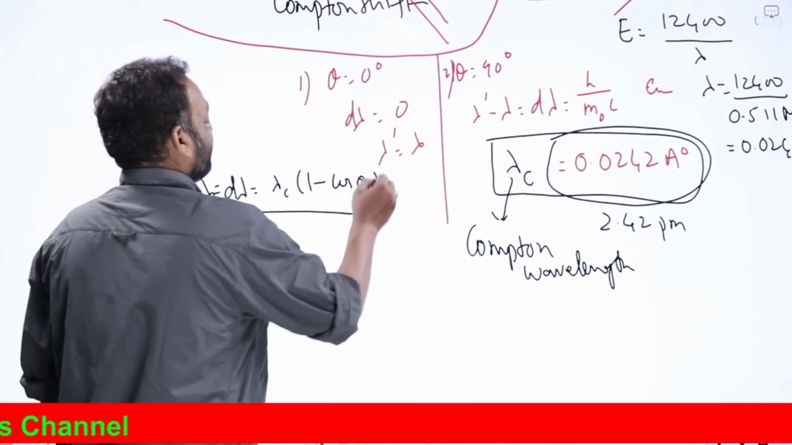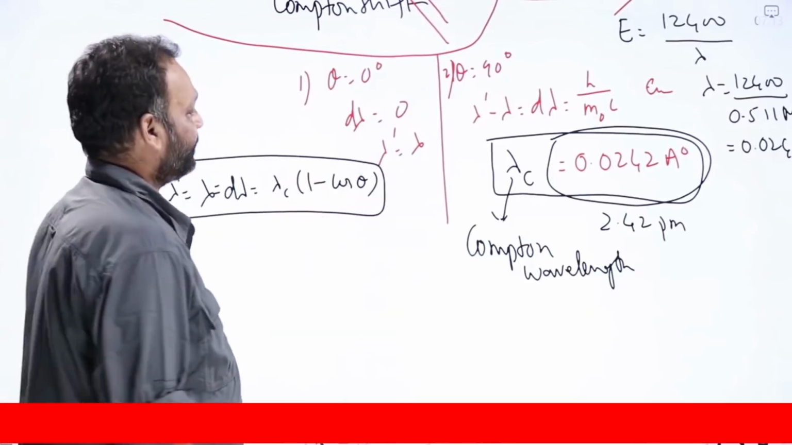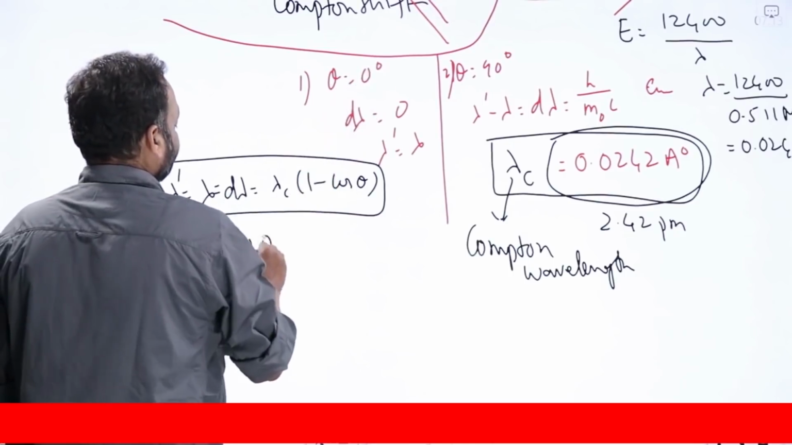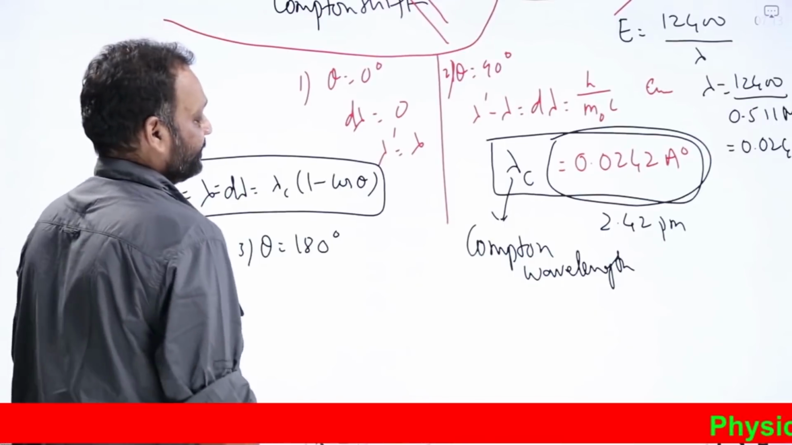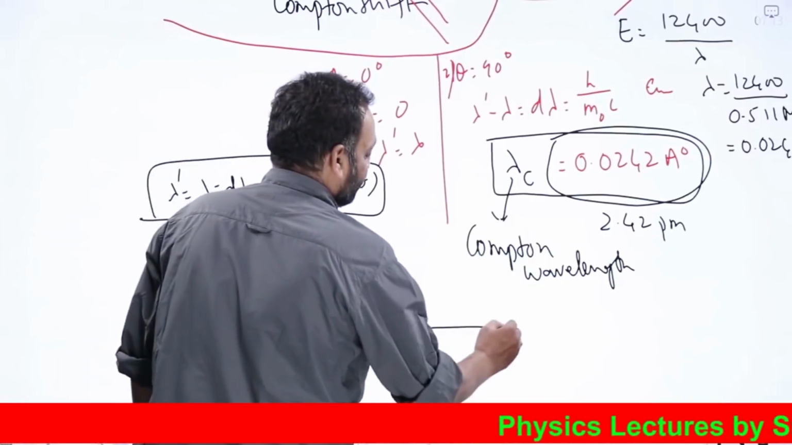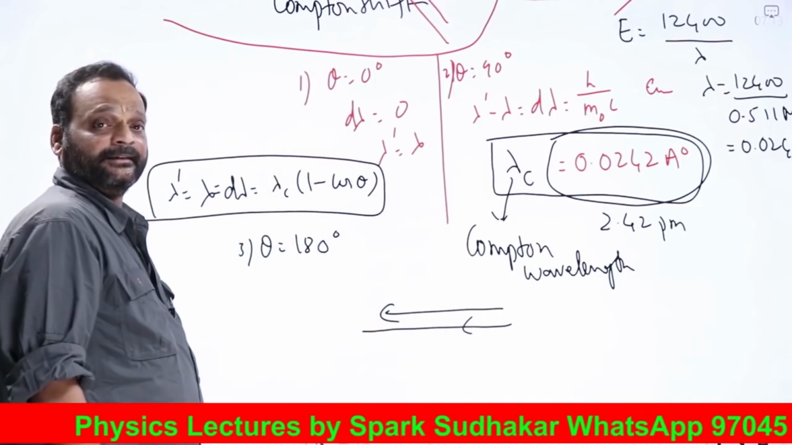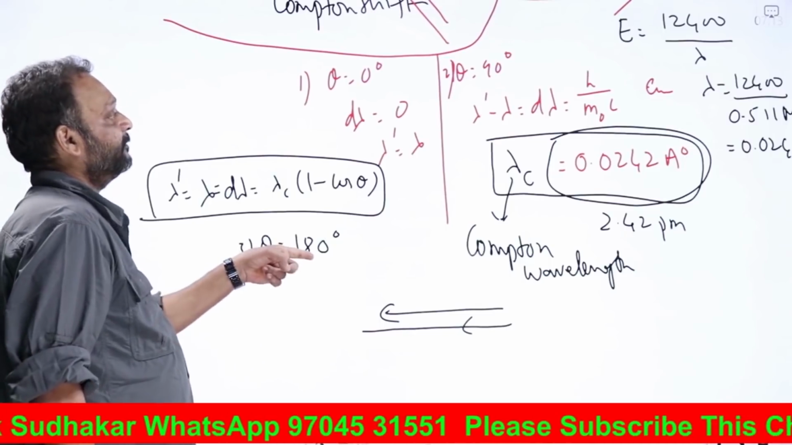Directly, lambda c is h by m naught c, and its value is 0.0242 angstroms. Now I'll take another value for theta. Theta equal to 180 degrees. When theta equals 180 degrees, the photon is going like this and getting scattered in the backward direction. For completely backward scattering, the angle is 180 degrees.